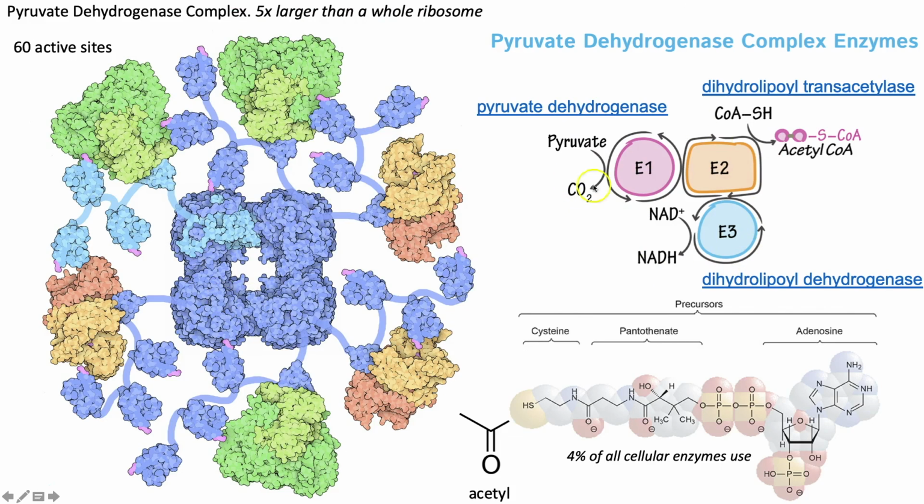Here's a simplified diagram of what's actually happening. We've got our pyruvate making carbon dioxide in the E1. The E2's job is to take the acetyl group and stick it onto coenzyme A. The E3's job is to make NADH. So there's a nice simplified version of what's actually happening. I probably should have shown you this one first and then the other one, but hey, what you gonna do?